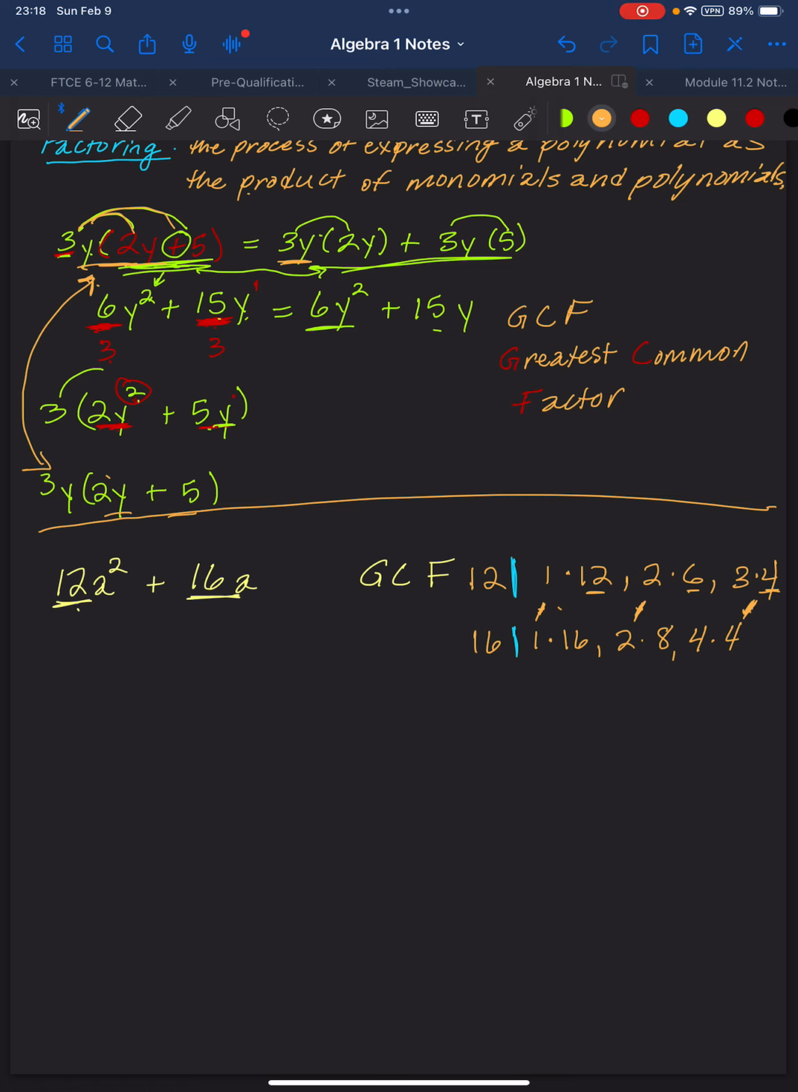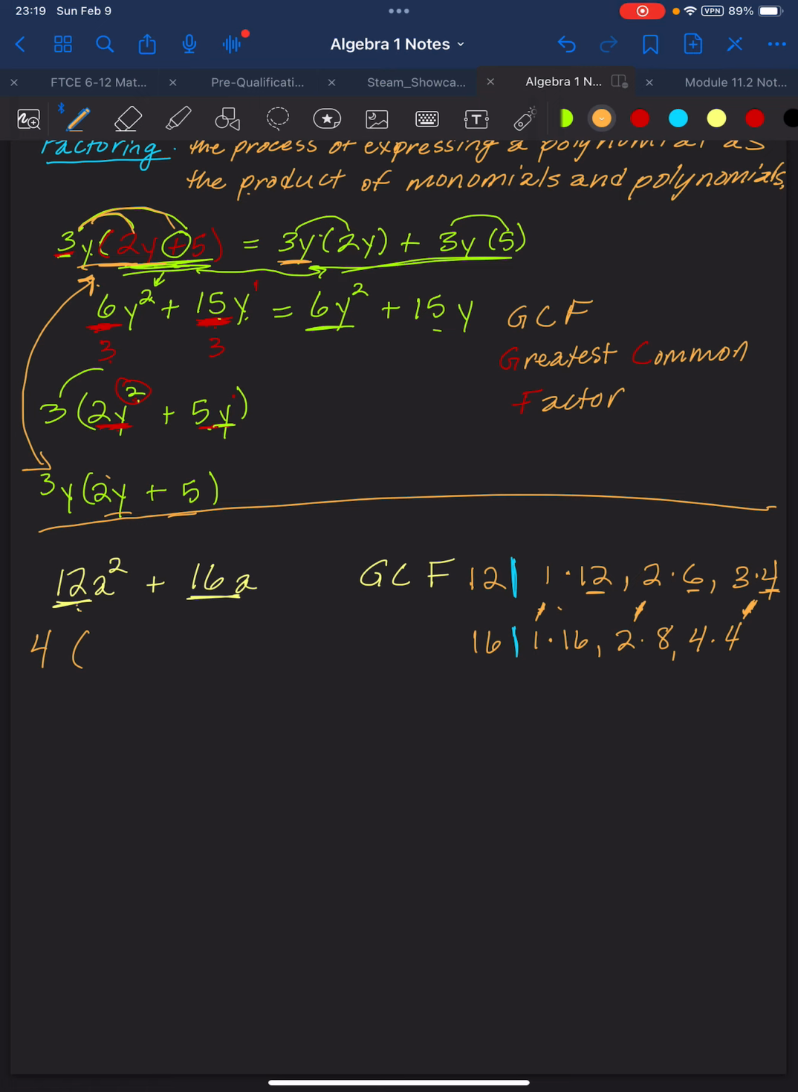That's our GCF, our greatest common factor. So 4 is going to be our greatest common factor. Now I'm going to factor out a 4 from these terms. Let's do that. If I factor out a 4, technically I'm dividing this 12 by 4, and dividing 16 by 4. So I'm automatically going to put my 4 out here.